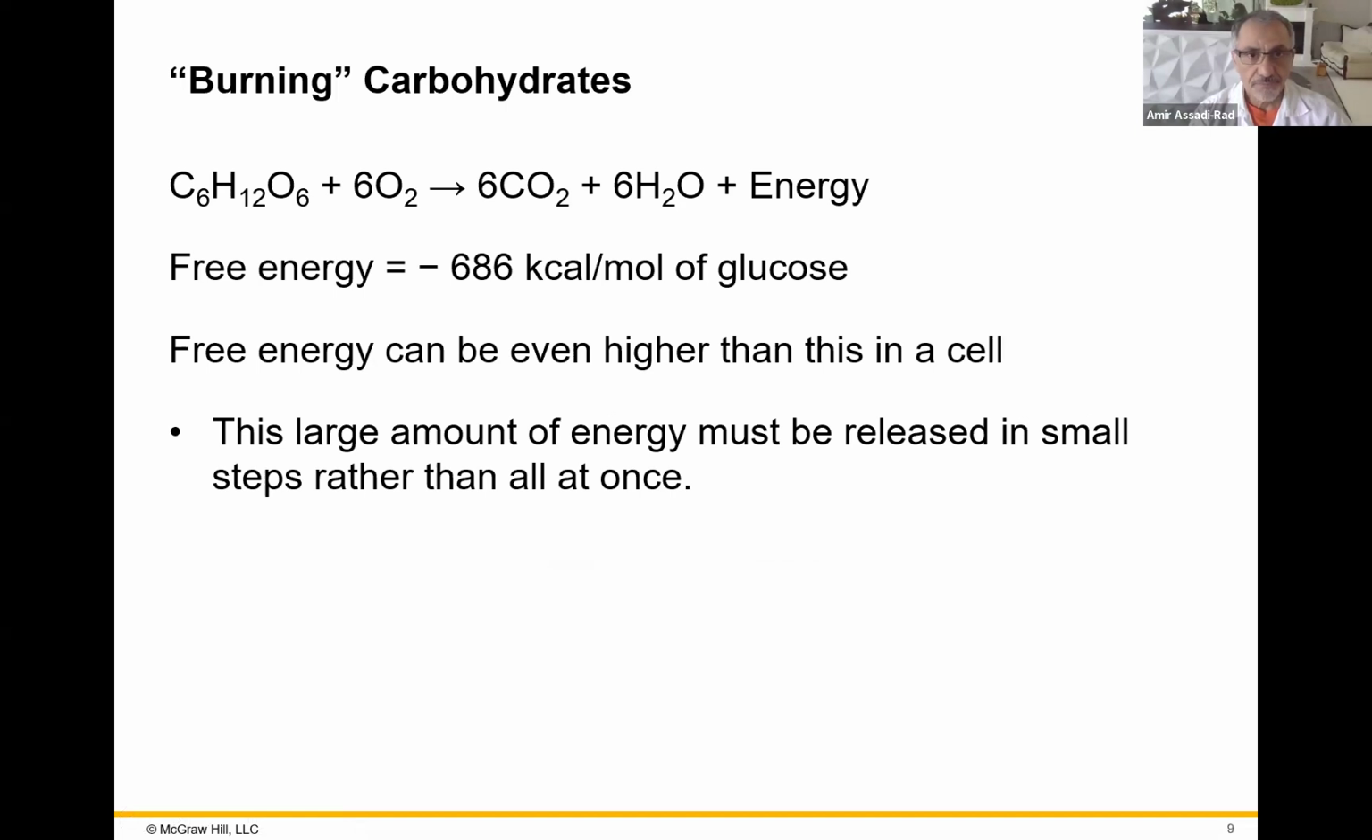So this is the overall reaction for cellular respiration. I would like you to know this. C6, a glucose molecule has how many carbons? 6. How many hydrogens? 12. How many oxygens? 6. Plus oxygen, it gives you carbon dioxide, that's what you're exhaling, water molecules and energy.